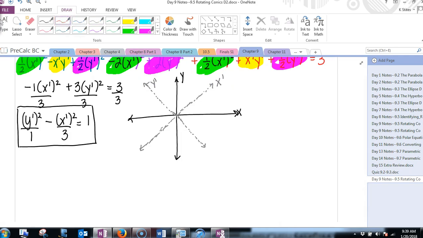Okay, let's see here. For hyperbolas, your a value is the first one. So a is equal to 1, and b is equal to root 3. Because y came first, this hyperbola will be going in the vertical direction, up and down, along the y prime axis.